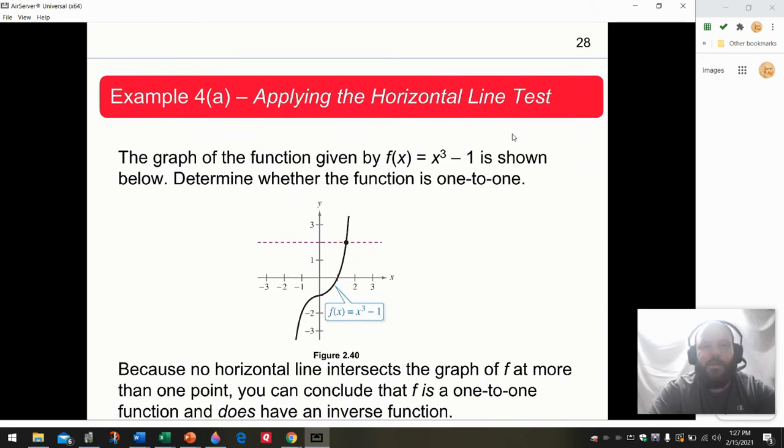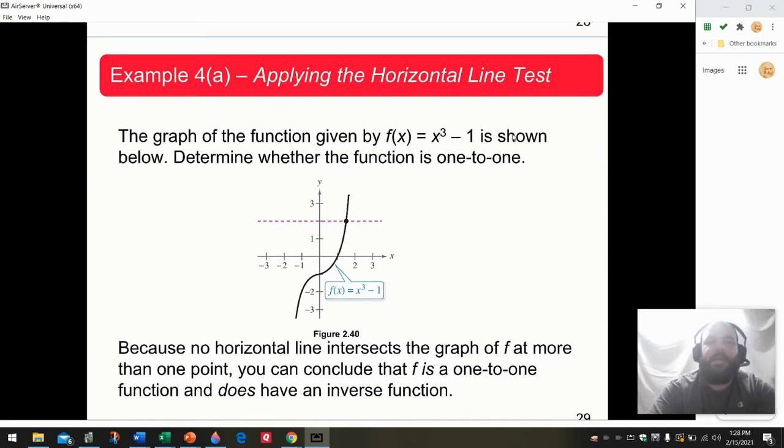So it says applying the horizontal line test. The graph of the function given by f of x equals x cubed minus 1 is shown below. Determine whether the function is one-to-one. And so what you can see is no matter where I place a horizontal line, and that wasn't very straight, but you get the idea, it doesn't matter where I place horizontal lines in this graph. It will always only ever intersect the graph in one place. Therefore, this function f of x would have an inverse, and we would be able to find that inverse.